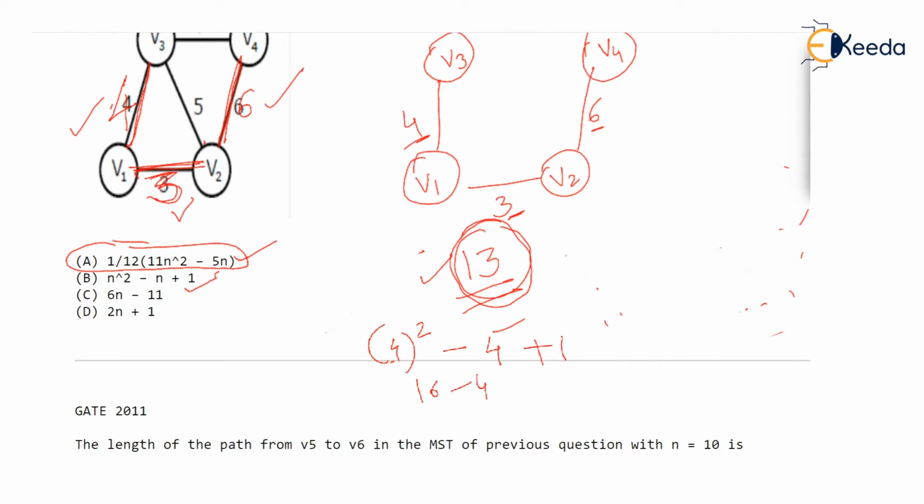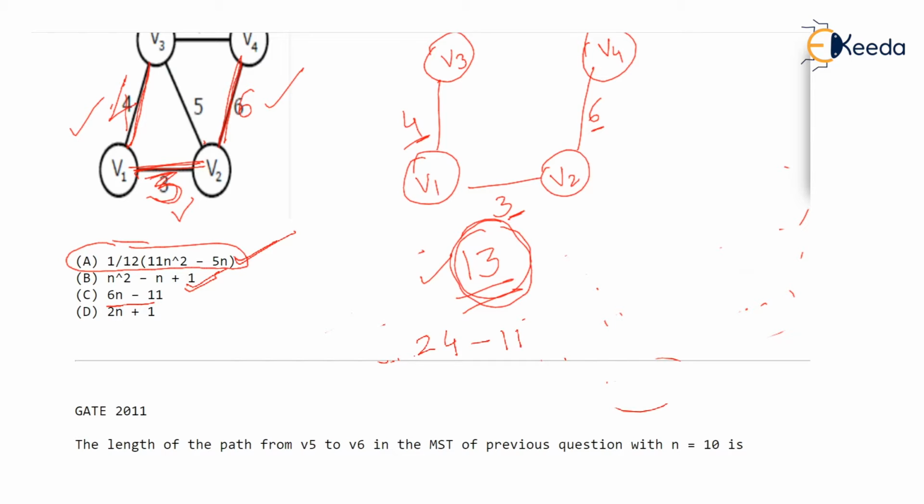So 16 minus 4 plus 1, that is also 13. That means both first and second answers are giving the minimum cost. But does the third option suit us? 6n minus 11. Just checking 6n minus 11 should give us 13, the minimum cost. But 6n here will be 24. 6 into 4 and minus 11. You check, even this is giving 13 as the answer.